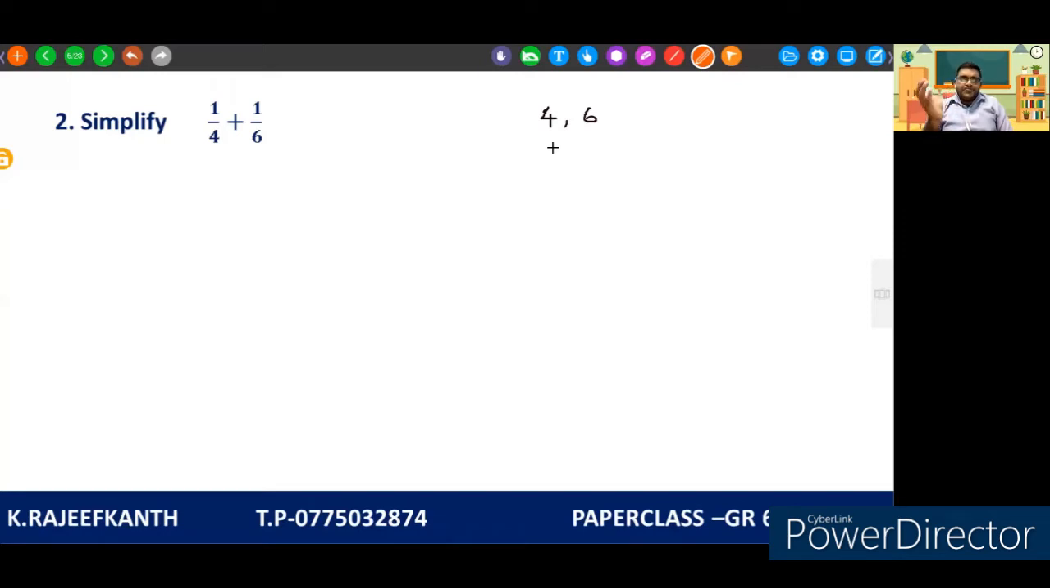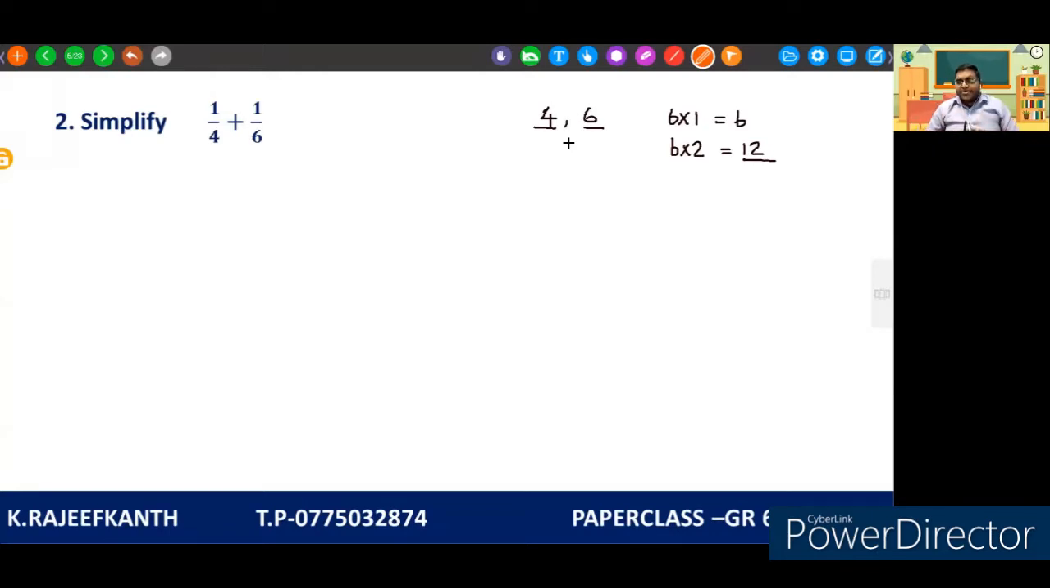So first we have to take the first multiple of that 6. Here 6 times 1 is equal to 6. Here this 6 can't be divided by 4. So then we have to take the second multiple of 6, that is 12. Here this 12 can be divided by 4 and 6, right? So we have to get the common denominator.